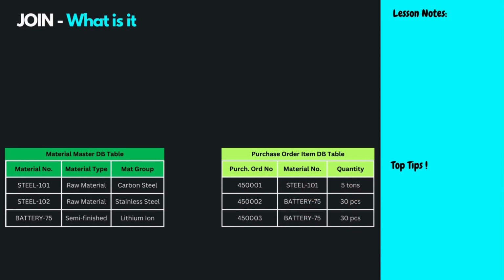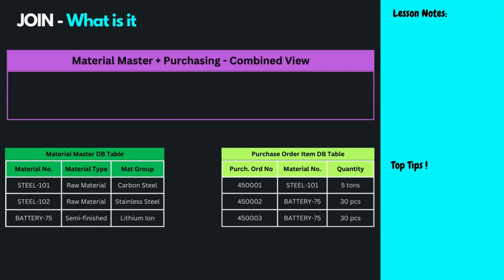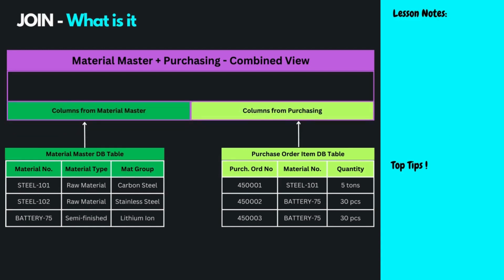Now let's say you want to build a view on top of these tables. So a view that collects and consolidates information from both these tables into one entity. A view that essentially brings these tables together, or in other words, joins them. And if you think about it, this view is going to give us information about which material has been ordered in which purchase order and how much of it.